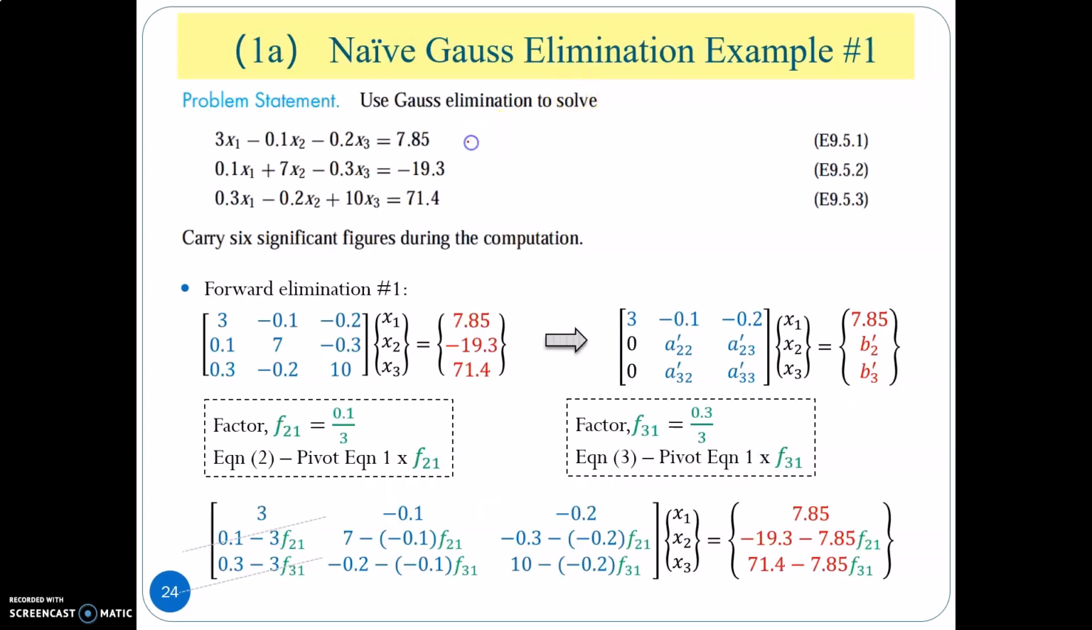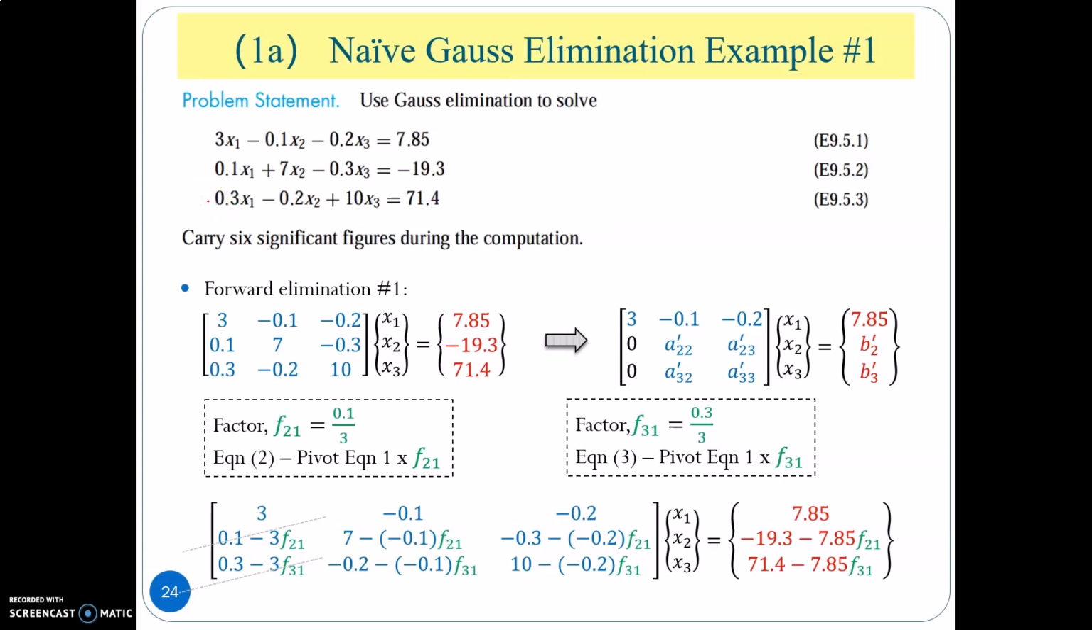Let's try to solve this problem by using the Gauss elimination. So this is our example 1. During the calculation, we need to carry 6 significant figures. For example, in this case, you have 6 significant figures. So this is 6 significant figures as well.